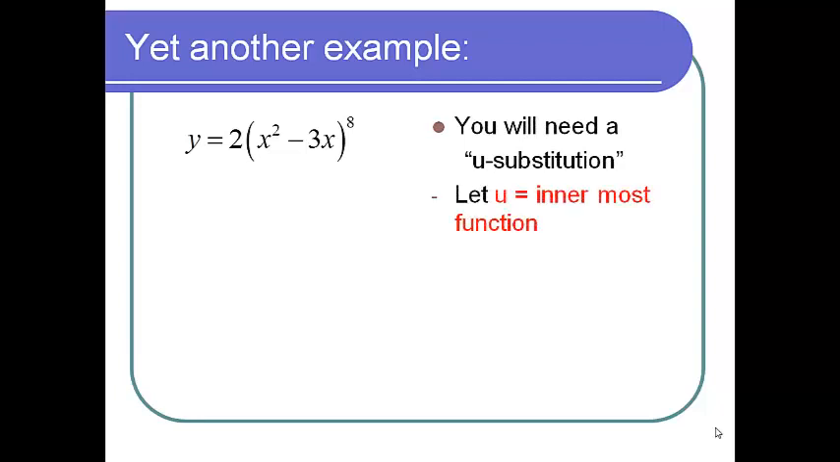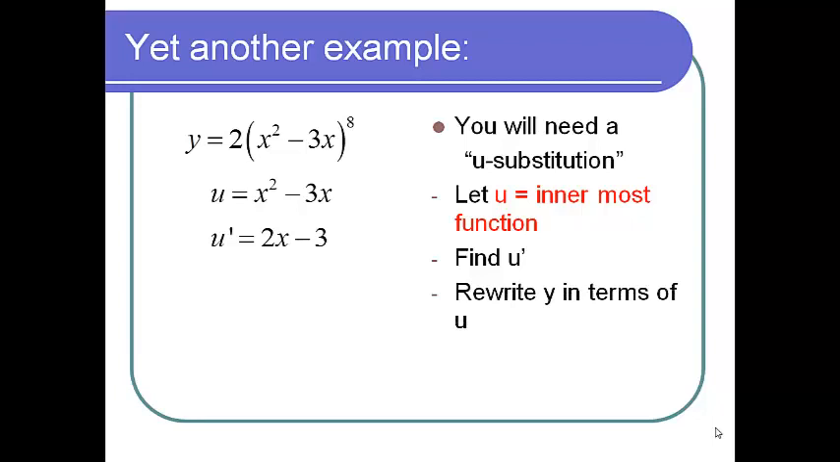So here's another example. Let's say we have 2 times x squared minus 3x to the quantity raised to the 8th power. We're going to do u substitution. We're going to let u equal the innermost function. So u is the part inside the parentheses. Find the derivative of u using the power rule.